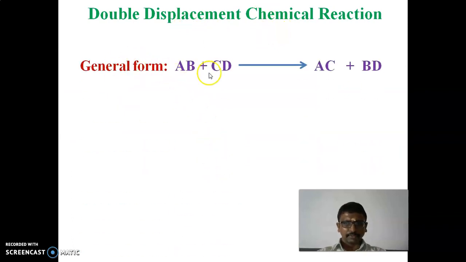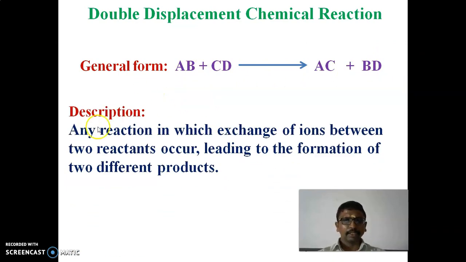And we will see the general form. AB plus CD. AB is a compound and CD is a compound. So here it will exchange the ions. Here AC will form one compound and BD is the other compound. So a double displacement chemical reaction means any reaction in which exchange of ions between the two reactants occurs, leading to the formation of two different products.